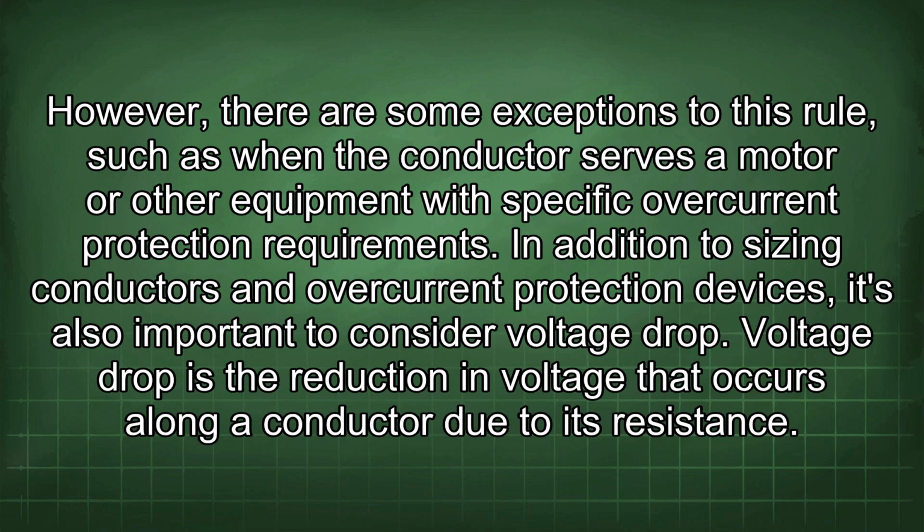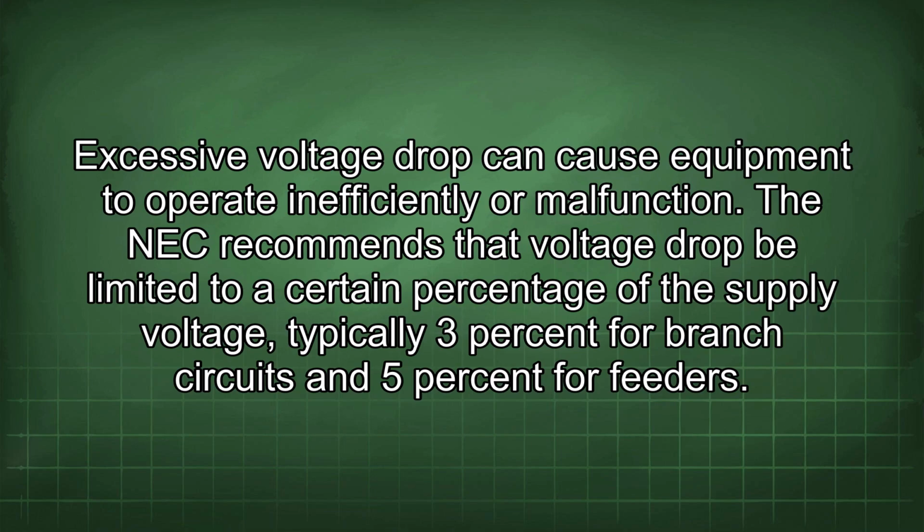In addition to sizing conductors and overcurrent protection devices, it's also important to consider voltage drop. Voltage drop is the reduction in voltage that occurs along a conductor due to its resistance. Excessive voltage drop can cause equipment to operate inefficiently or malfunction. The NEC recommends that voltage drop be limited to a certain percentage of the supply voltage, typically 3% for branch circuits and 5% for feeders.